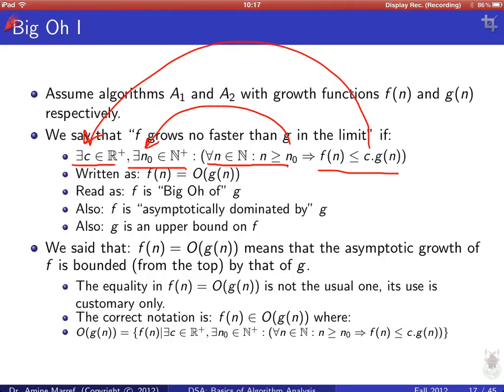Let's say you have this question. We have algorithm A1, and algorithm A1 has got growth function f of n, which is this one. And algorithm A2 has got growth function, which is this one. Later on, we will see how to derive these growth functions, but for the time being, assume you are given these growth functions. Now we have A1 with this growth function f, and A2 with growth function g.